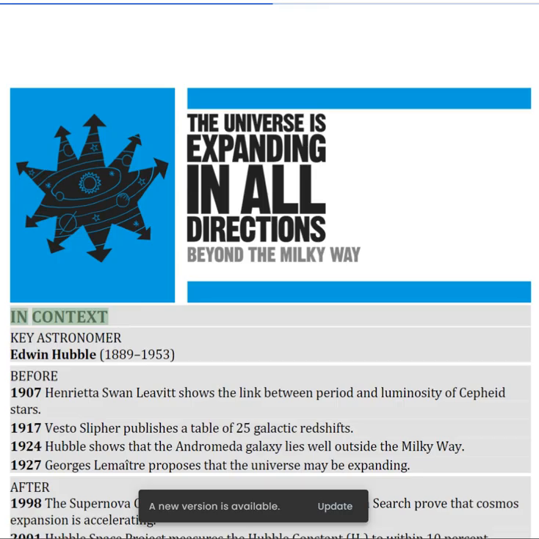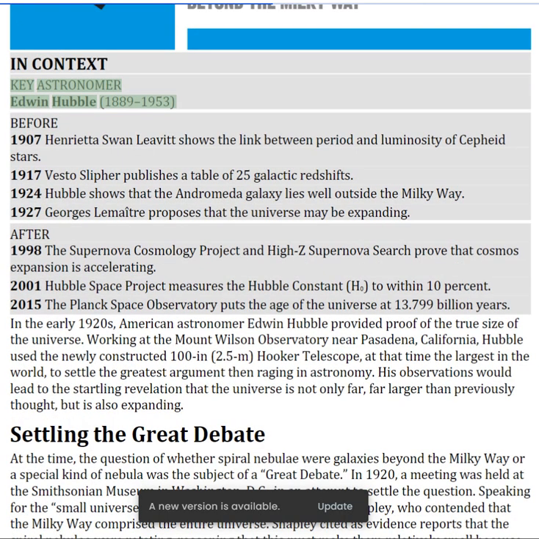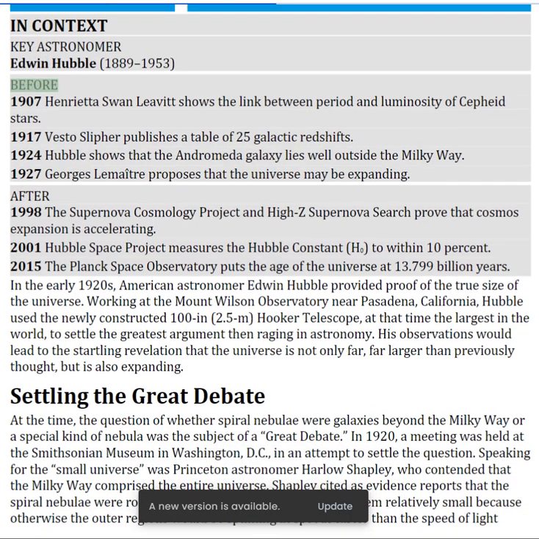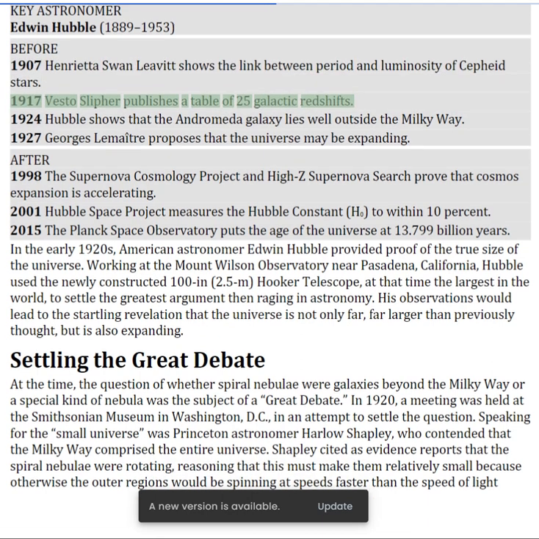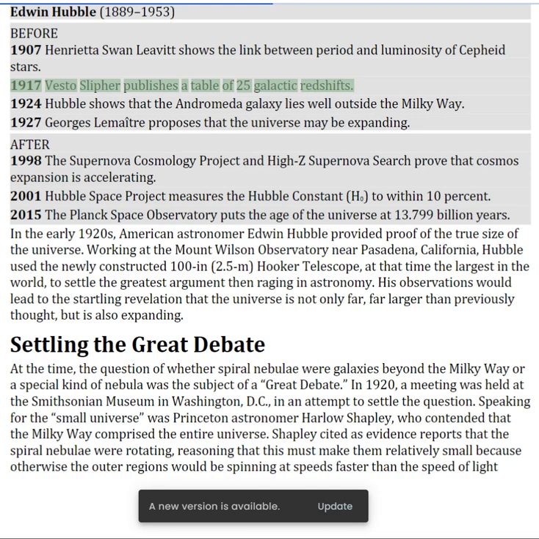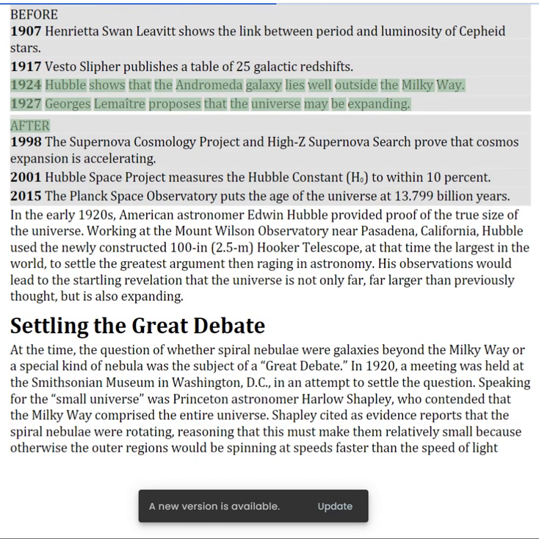In context. Key astronomer: Edwin Hubble. Before: 1907, Henrietta Swan Leavitt shows the link between period and luminosity of Cepheid stars. 1917, Vesto Slipher publishes a table of 25 galactic redshifts. 1924, Hubble shows that the Andromeda Galaxy lies well outside the Milky Way. 1927, Georges Lemaitre proposes that the universe may be expanding.